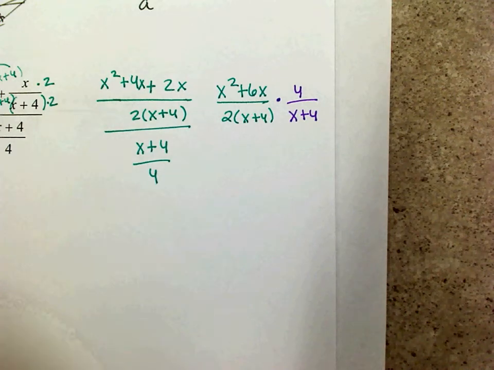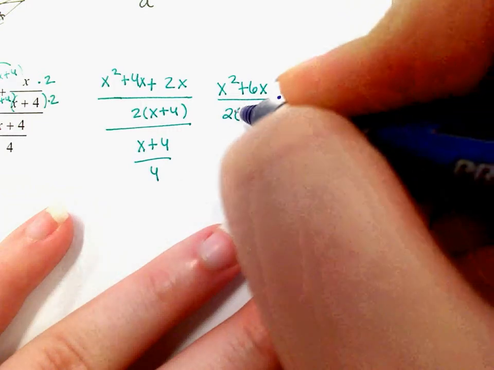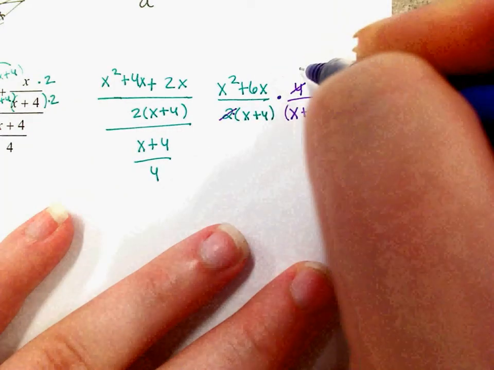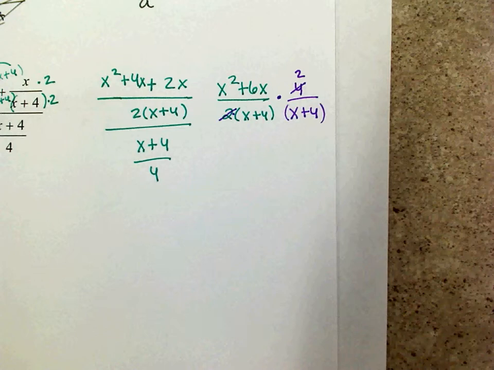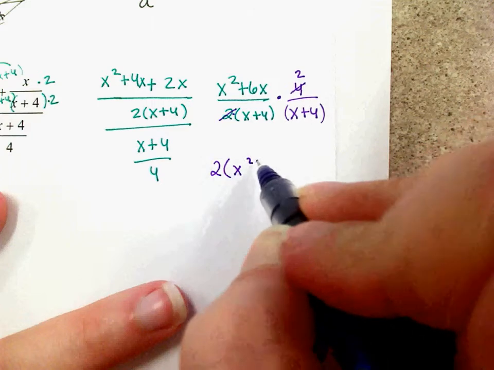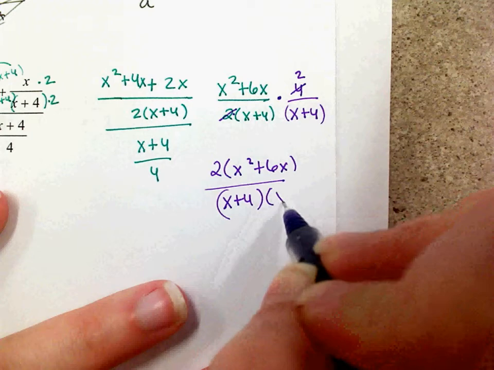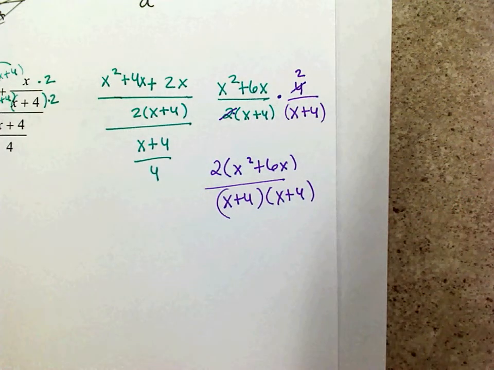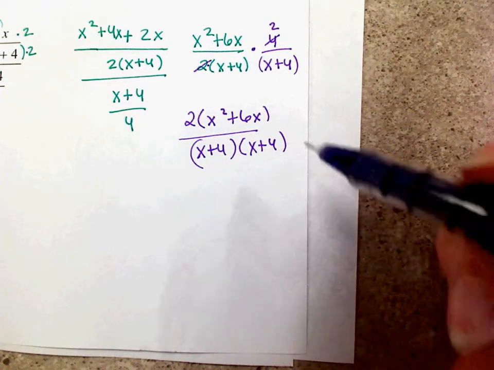Right, guys. Haley said the 4 and the 2, because this is multiplication, that 4 and that 2 can simplify down to a 2 on top. But the x plus 4s don't cancel out because they're both in the denominator, right? So I'm going to write 2 times x squared plus 6x over x plus 4 times x plus 4. You don't have to distribute, but you could. You could distribute the 2 and you could FOIL this out in the denominator, but that's good enough. Okay?